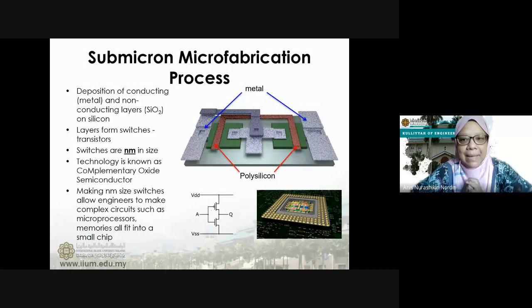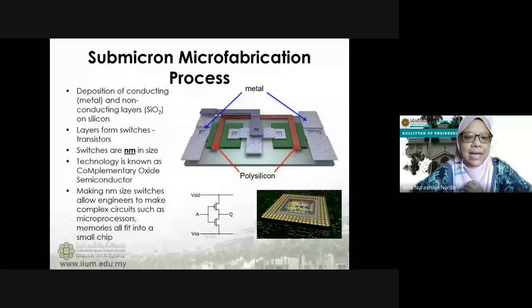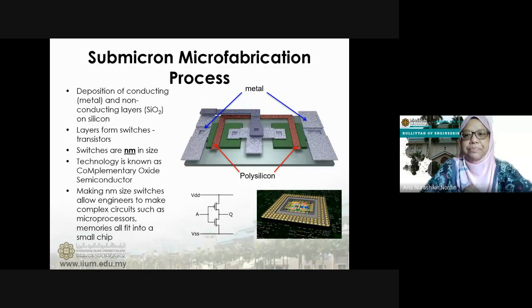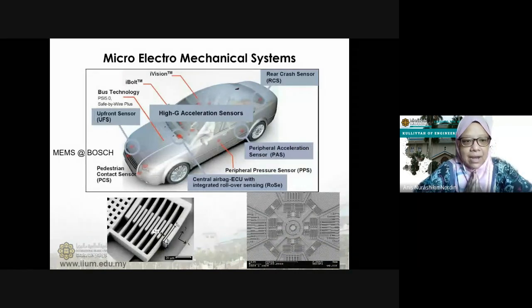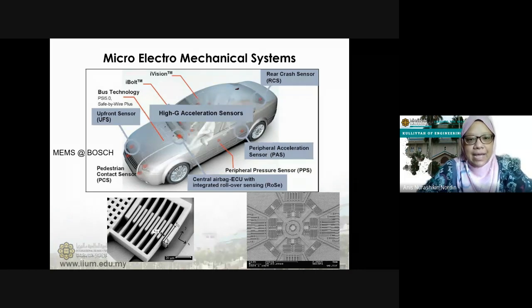In MEMS, we use these processes to make mechanical devices and electromechanical devices, which have various applications. Among the applications are sensors, and as you can see here in the image, acceleration sensors in the car, the sensors in the tire, the acceleration sensors in the airbag, and other contact sensors. There are multiple different sensors which are manufactured using this CMOS process.